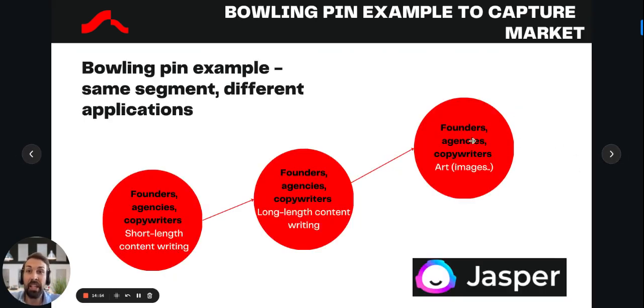Examples, which is the interesting part to make sense of all of it, right? Bowling pin example to capture the market. This is Jasper AI, and it's a kind of copy and messaging artificial intelligence platform. So you can go to them and you can say, okay, change this copywriting for the website or generate the copywriting for the website. And this example of Jasper is for the same segment, but with different applications. So it's how they are growing, right? I've been using them for quite a while.